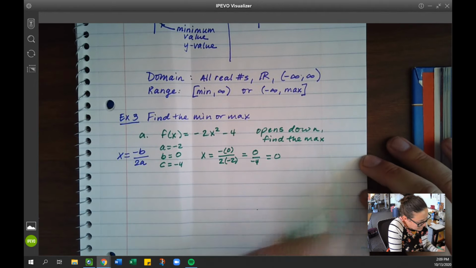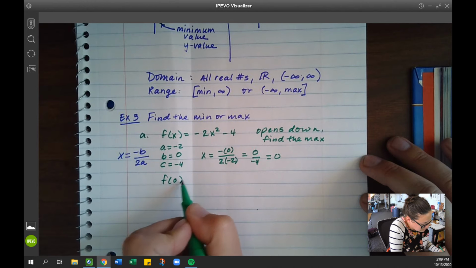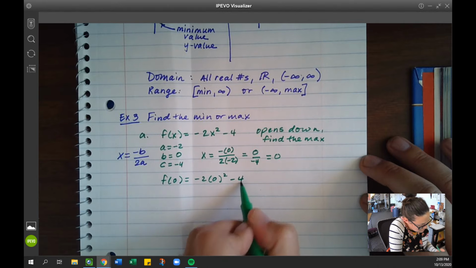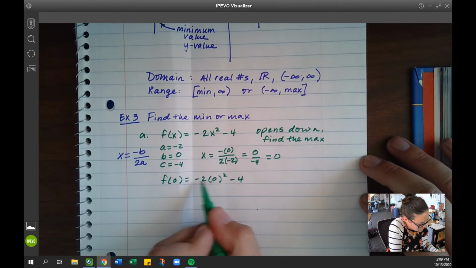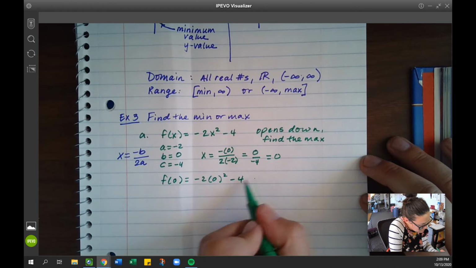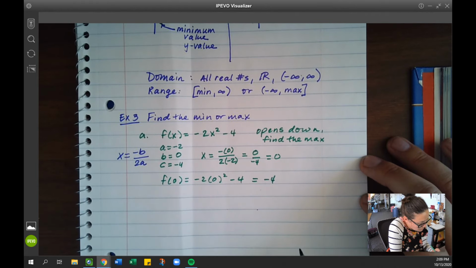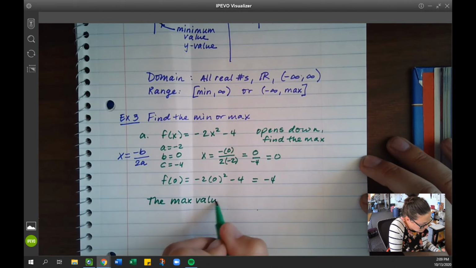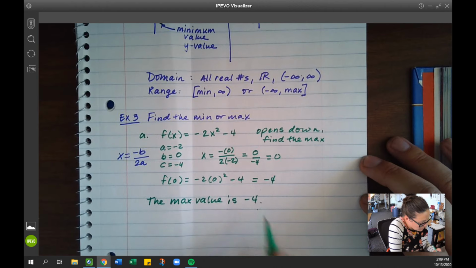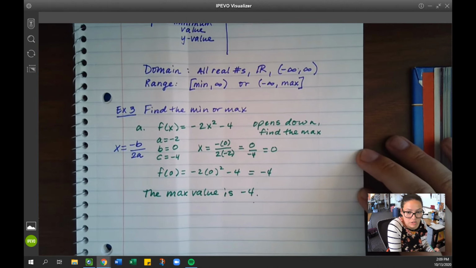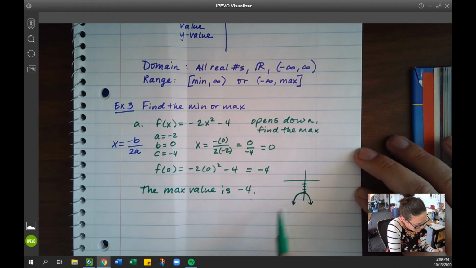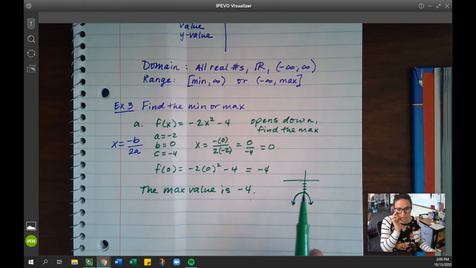Remember, I want the y value, so I'm going to plug it in. Zero squared is 0, negative 2 times 0 is 0, so I'm left with negative 4. So the maximum value is negative 4. So if I were to graph this, it would look something like this. It would open down, and the highest that it would get to is negative 4.